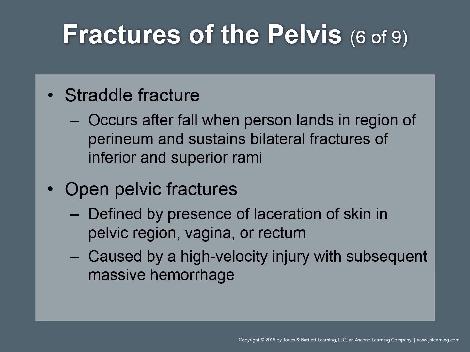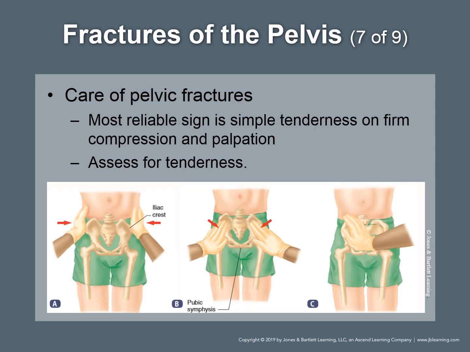A saddle fracture is where a person lands in between their legs, and you basically fracture that bottom part of your pelvis. Open fracture is where there's a laceration of the skin in the pelvic region, the vagina, or the rectum. Those are considered open fractures. They're caused by high velocity injuries, lots of energy exchanged, and these patients will have massive hemorrhage. So any open fracture to the pelvis, your patient's going to have a lot of bleeding, and it's very difficult to control. So here are just some pictures.